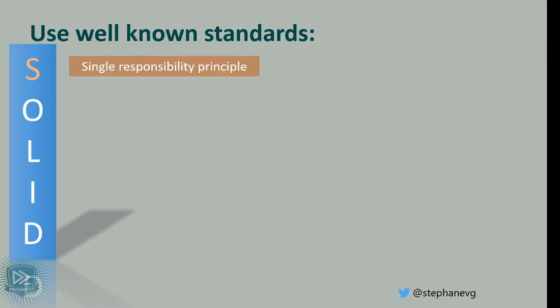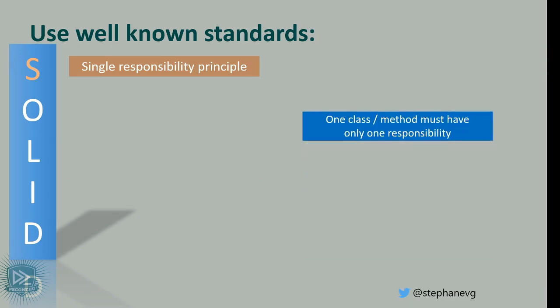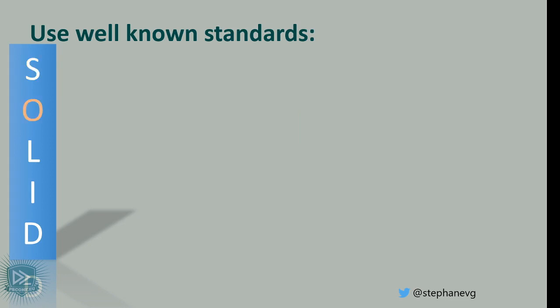So S stands for single responsibility principle. For example, one class, one method must have only one responsibility, right? For example, you have a method called create user. Well, don't add that user to a group in that same method. Write another method called add user to group or something like that.